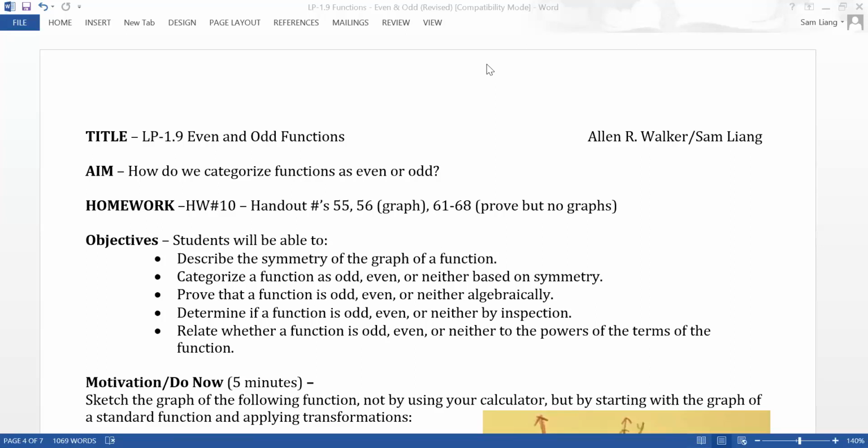Today it's going to be about even and odd functions, and your aim for today is how do we categorize functions as even or odd.